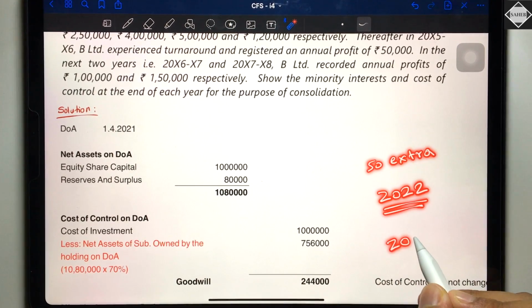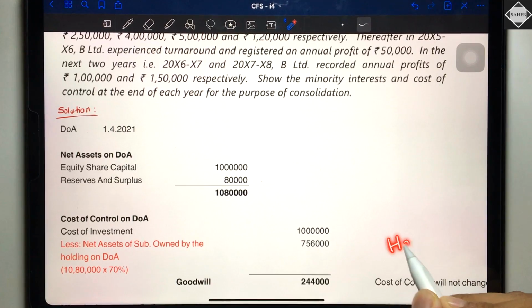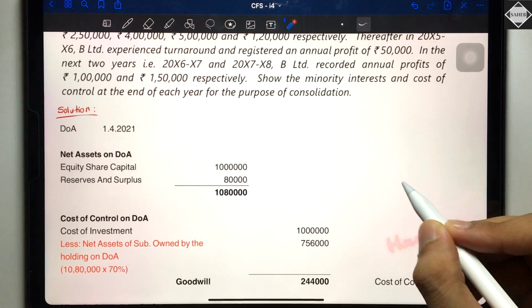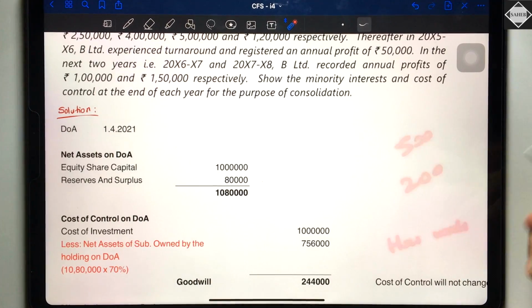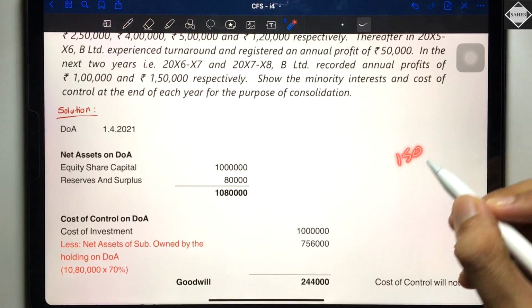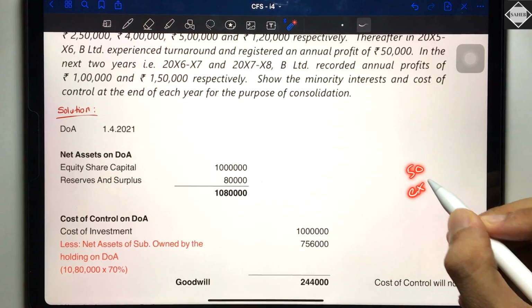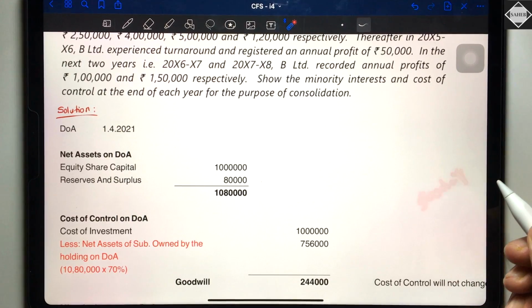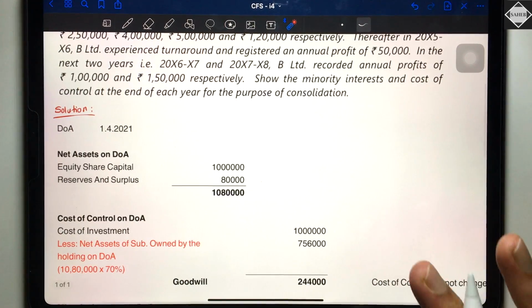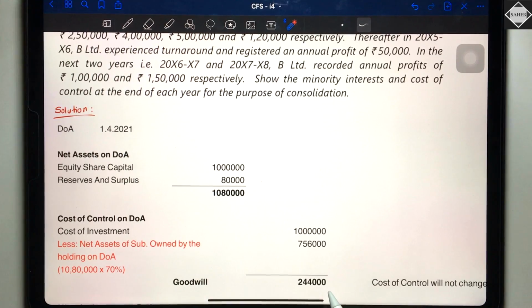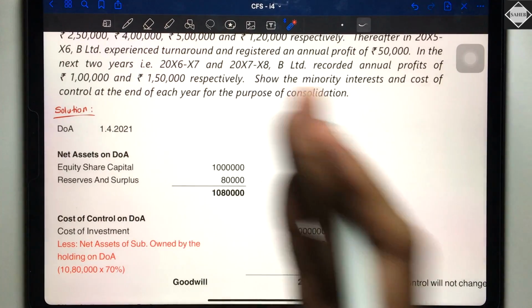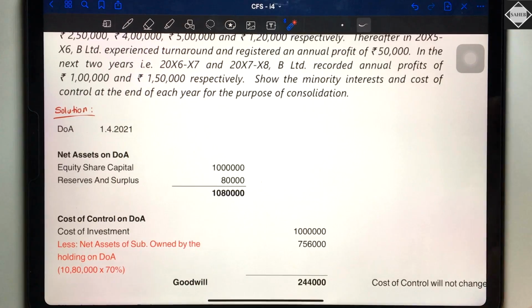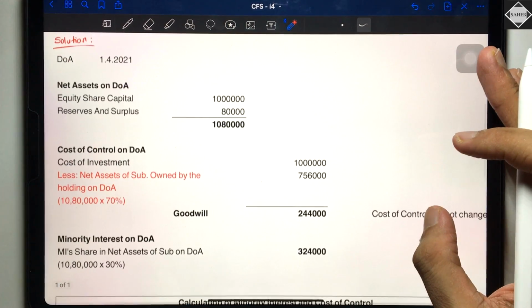Now, if I ask in 2028, how much did you pay for that calculator? Will you say 200 or will you say 500? Will it change? No, you will say I paid 150. The real value was 100, 50 rupees extra I paid. So that fixed 50 rupees was kind of like goodwill, isn't it? Similarly here also, the holding company will say the same thing: the extra amount I paid over the net assets is 2,44,000 and that's my goodwill, my cost of control. It will not change. No matter how many years pass by, cost of control will remain the same. Clear? Easy.